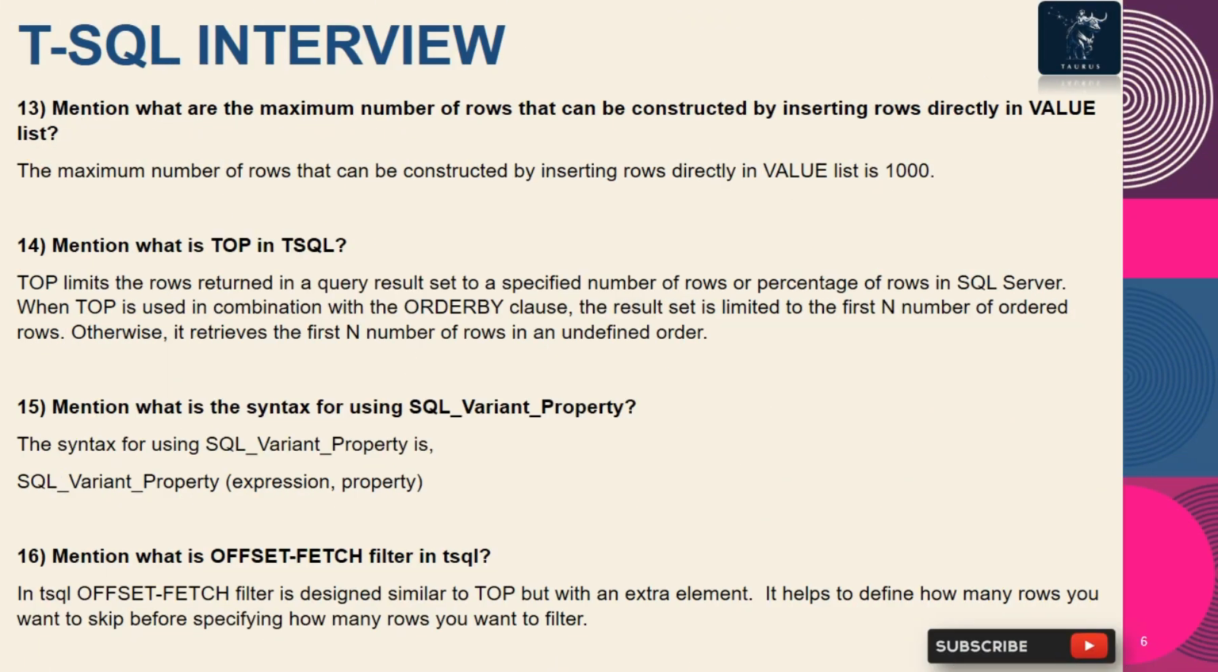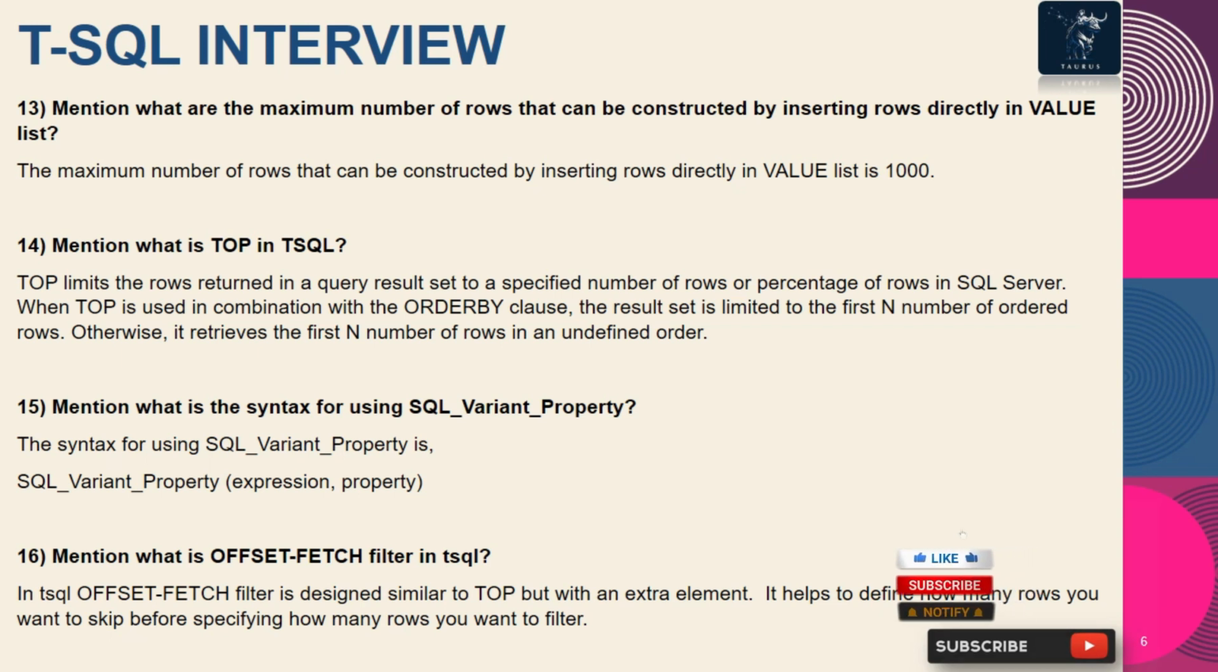13. Mention what is the maximum number of rows that can be constructed by inserting rows directly in the VALUES list. The maximum number of rows that can be constructed by inserting rows directly in the VALUES list is 1000.